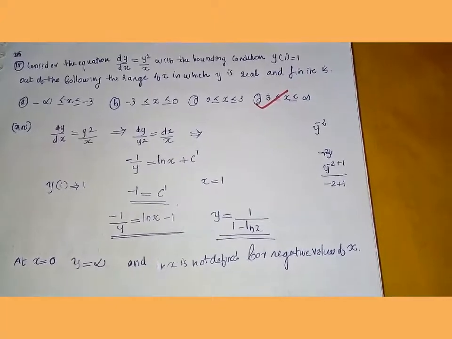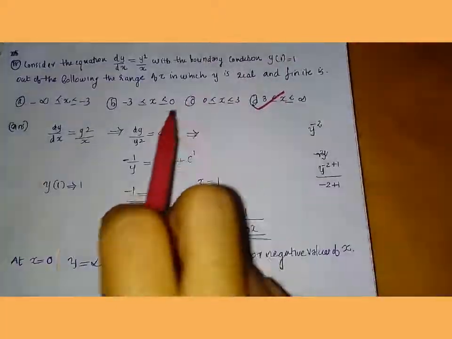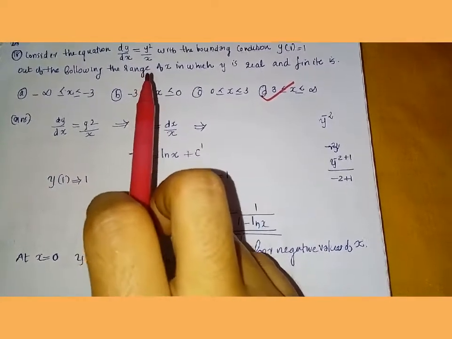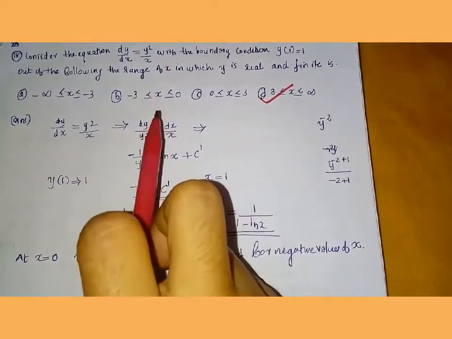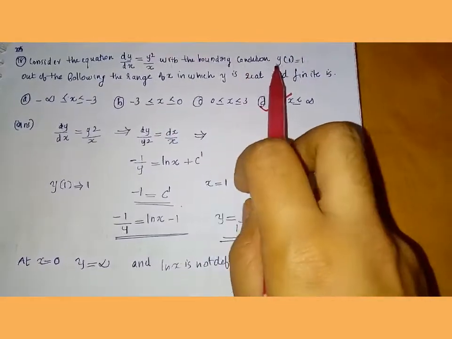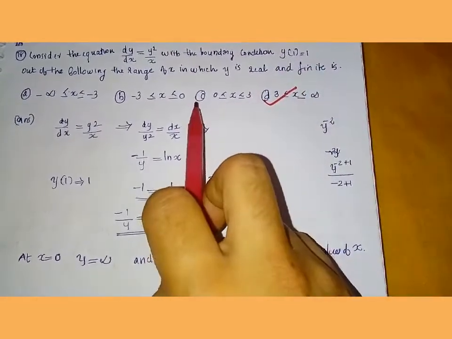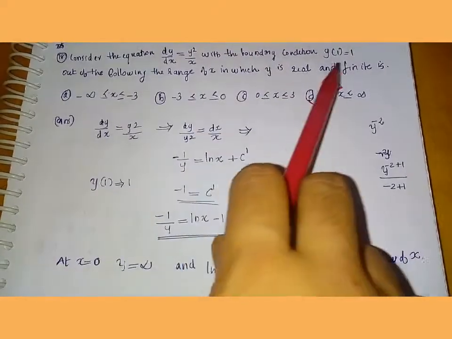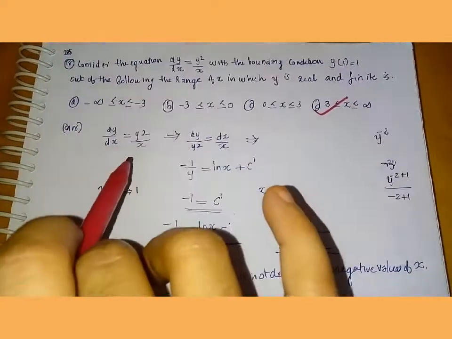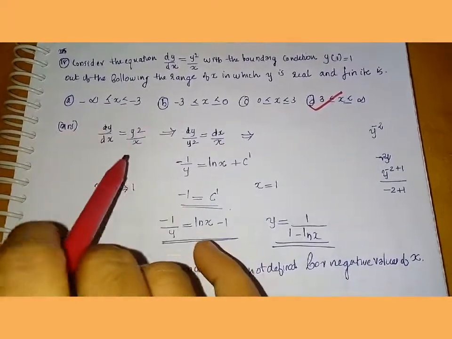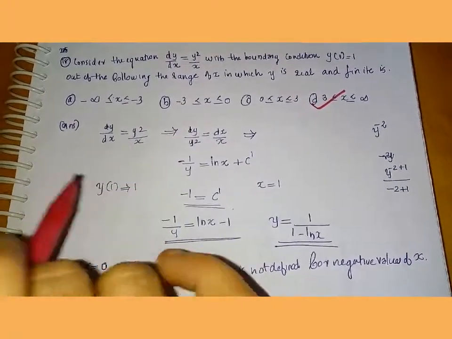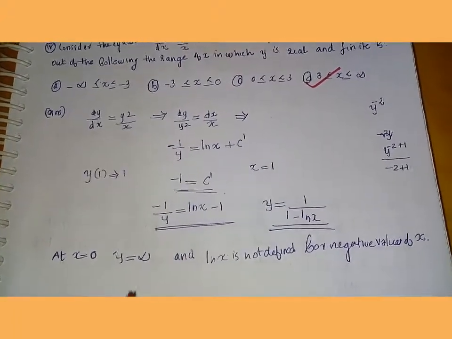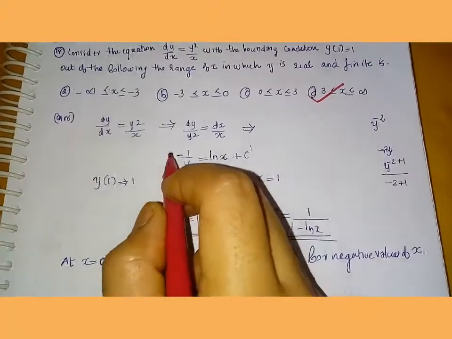In the 15th problem, they give an equation, dy by dx is equal to y square by x, and also they given the boundary condition, that is y of 1 is equal to 1, and we have to find the range of x for which y is real and finite. We have to find the function y, and we should find the condition for x for a real function.